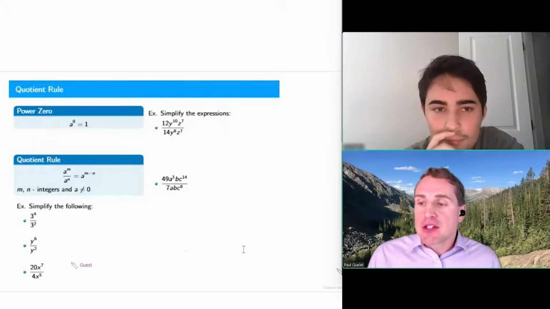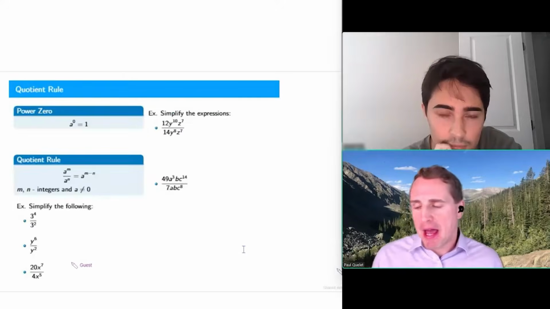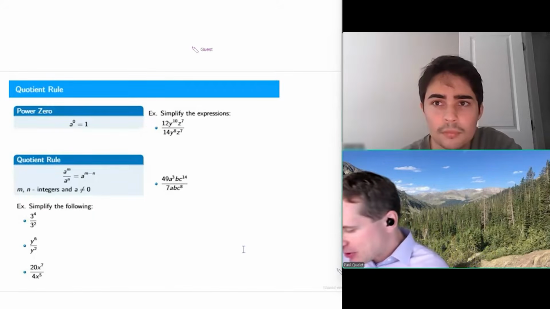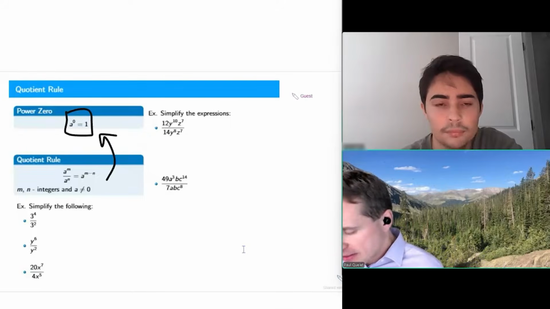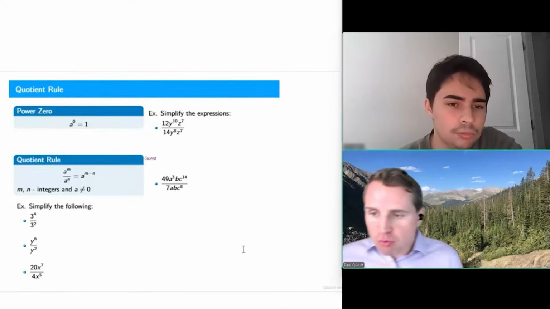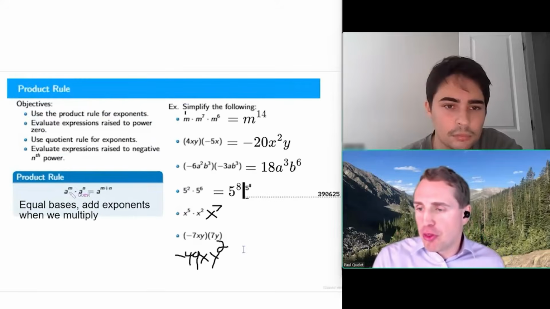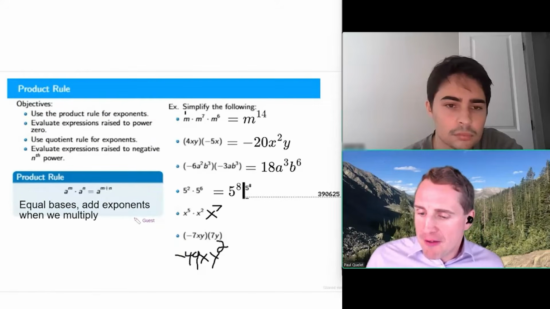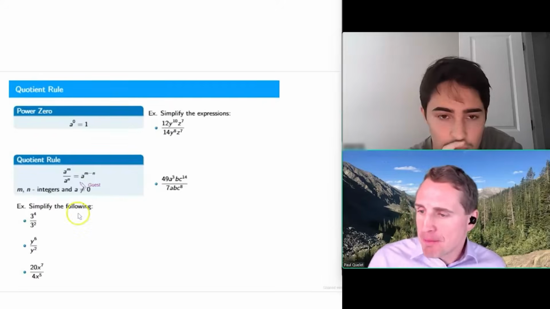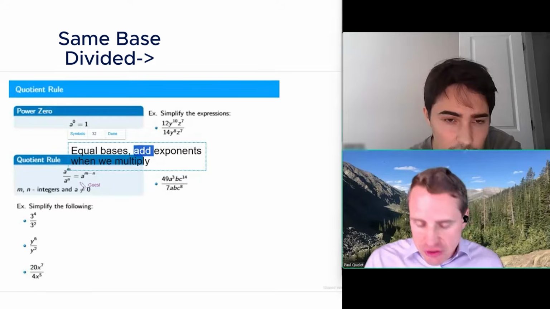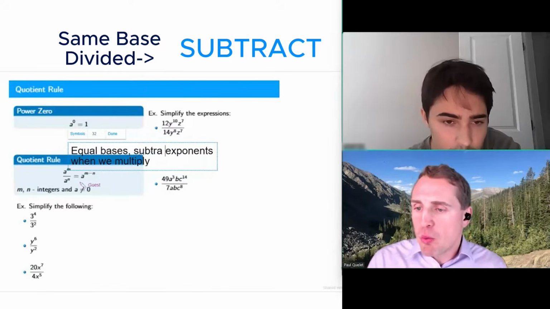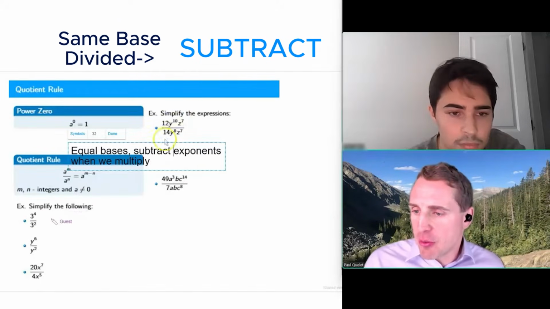Yeah, so power 0 is a very special power. Now, by the way, it's actually best to understand this rule from the rule below. So let's take a look at the rule below. The rule below is called the quotient rule, but in a very similar way here. Remember we said equal bases add exponents when we multiply? The quotient rule, you could say equal bases subtract exponents when we divide, right? It's just the other way around.